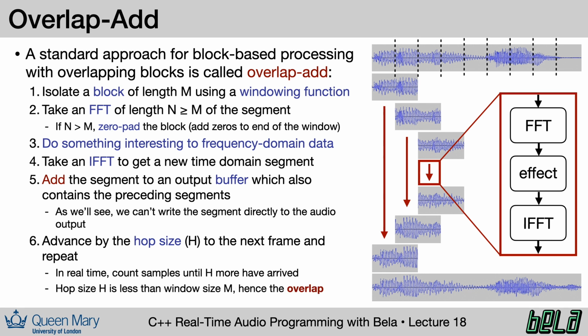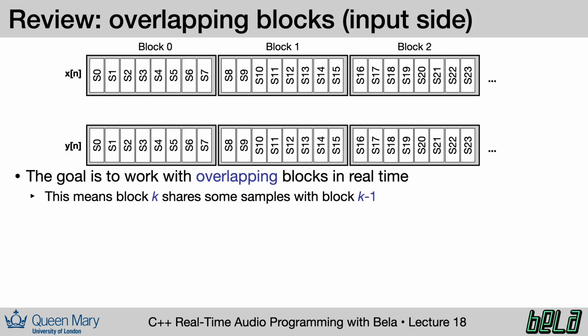The overlap part comes from the fact that the hop size is less than the window size, therefore the windows are going to overlap. Building up a reliable overlap add infrastructure is the main task of this lecture. First, let's look at what we need to do on the input side, getting windows out of our signal. This is a review of the last time.